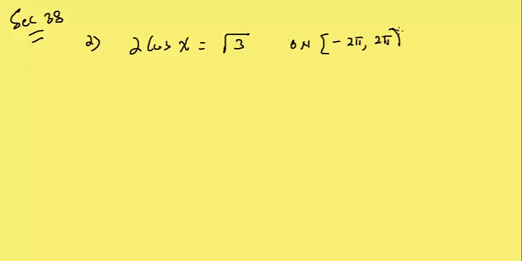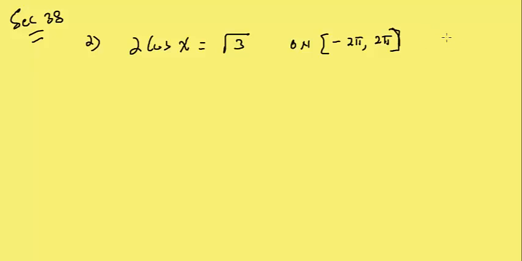Difficult ones. Let's start with number 2. This is cosine of, I'm going to use x rather than t, so cosine of x is equal to rad 3. And then they tell you the domain: on the domain from negative 2 pi to 2 pi, including 2 pi and negative 2 pi.